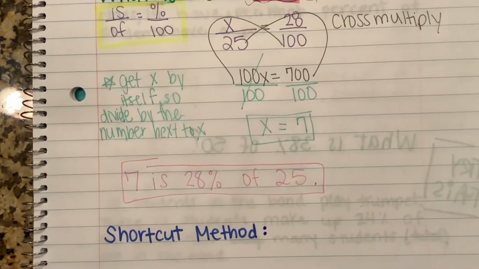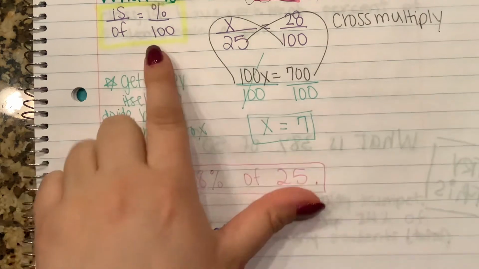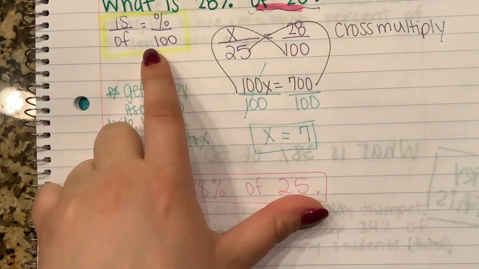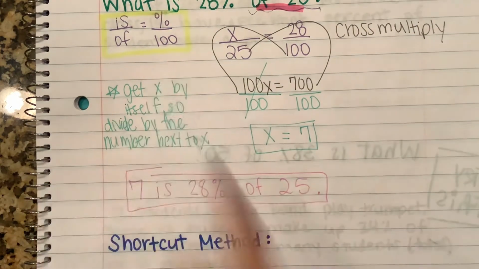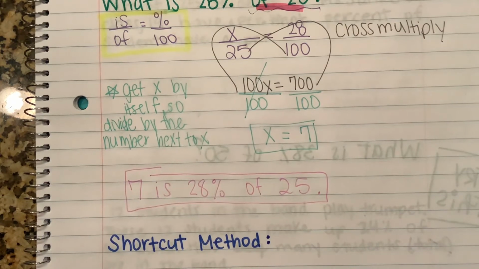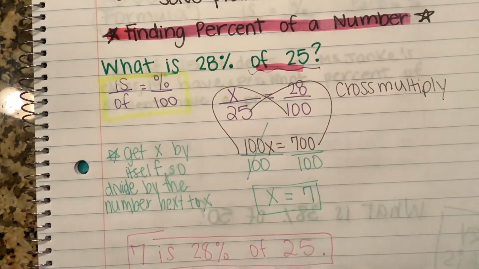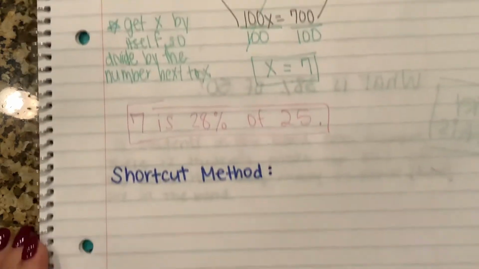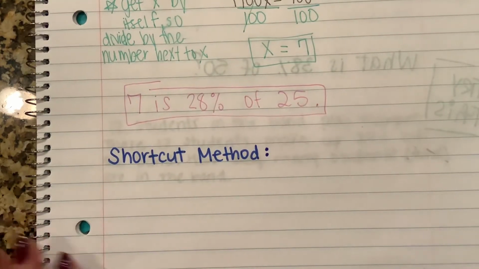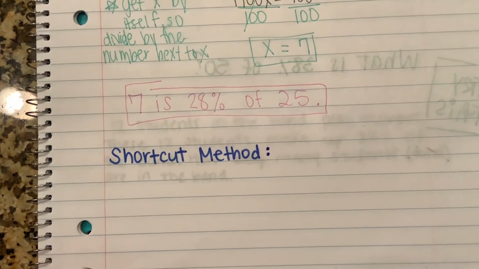Now there is a shortcut method, and I will show you the shortcut method. However, I do prefer to use the is over of equals percent over 100, just because no matter which problem you are solving, that formula will work. Now the shortcut method, it only works for when you're finding percent of a number. Okay, so let's take a look at the shortcut. However, just know I do prefer the proportion method.